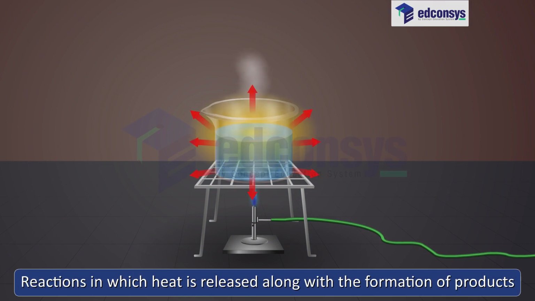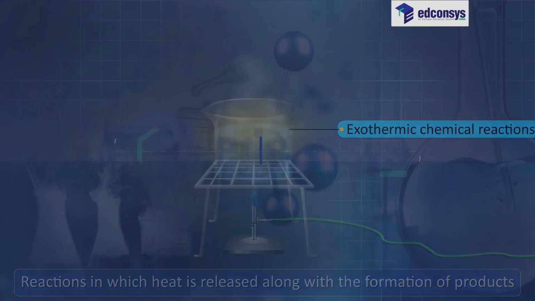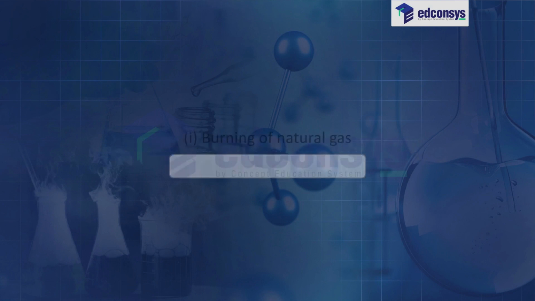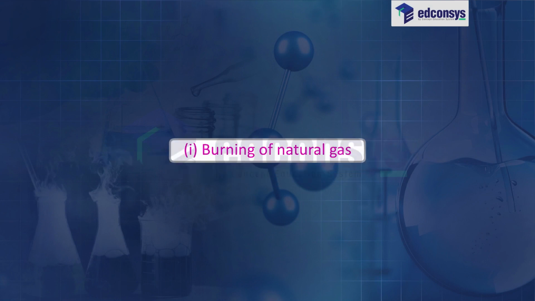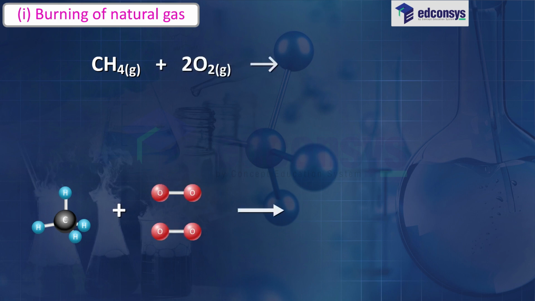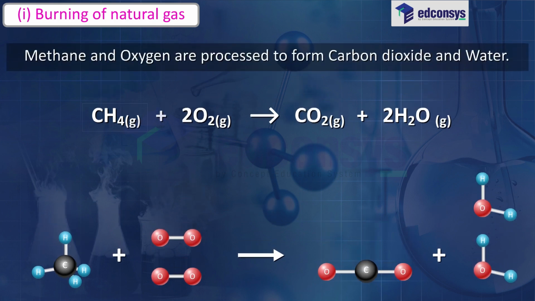Reactions in which heat is released along with the formation of products are called exothermic chemical reactions. Other examples of exothermic reactions are: first, burning of natural gas. CH4(g) plus 2O2(g) gives CO2(g) plus 2H2O(g). In this process, methane and oxygen react to form carbon dioxide and water.